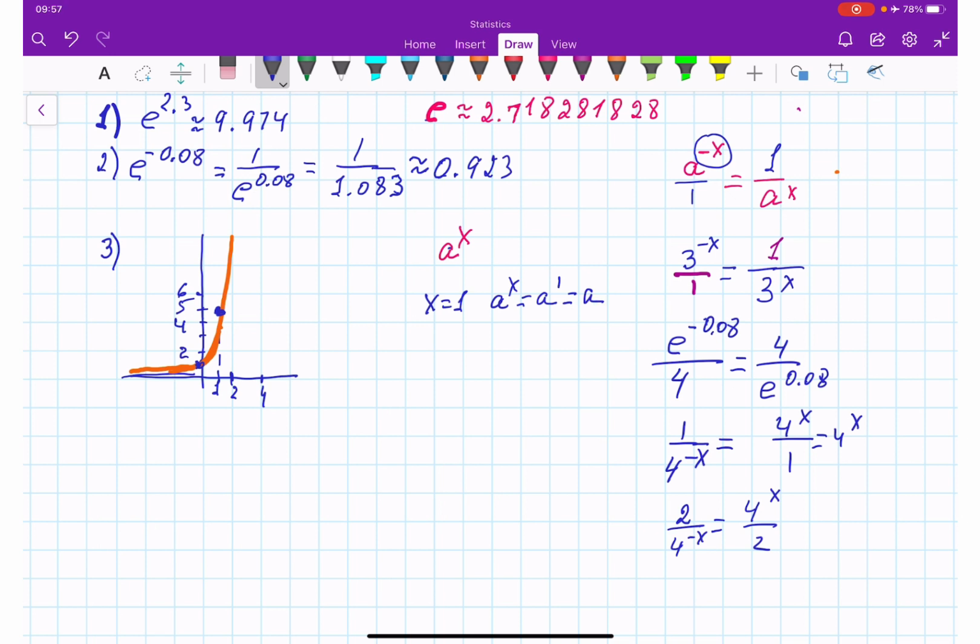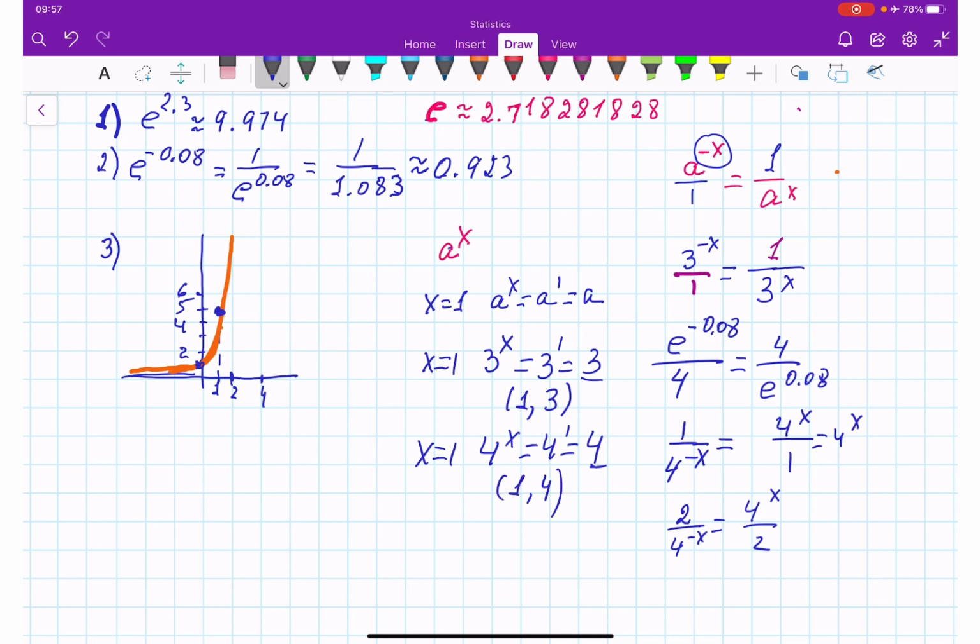Let's say my function is, for example, 3 to power x. When x is equal to 1, I get 3 to power 1, which is equal to 3. So the coordinate for x equal to 1, my y is going to be 3. If I have the function 4 to power x, and x is equal to 1, it's going to be 4 to power 1, which is equal to 4. So this is your value of y, just like here. The coordinate is going to be (1, 4).